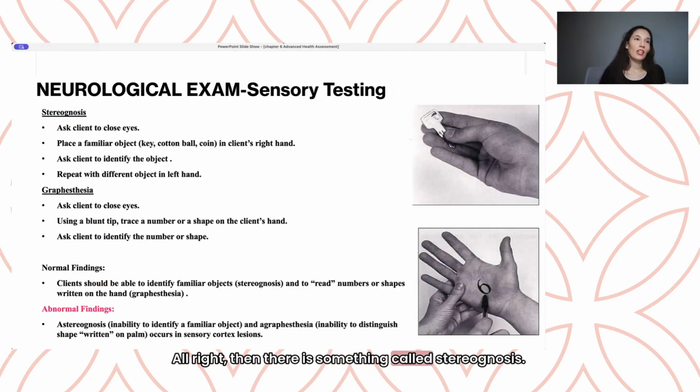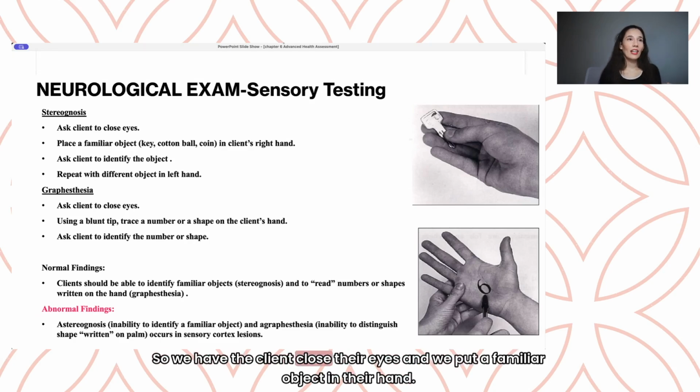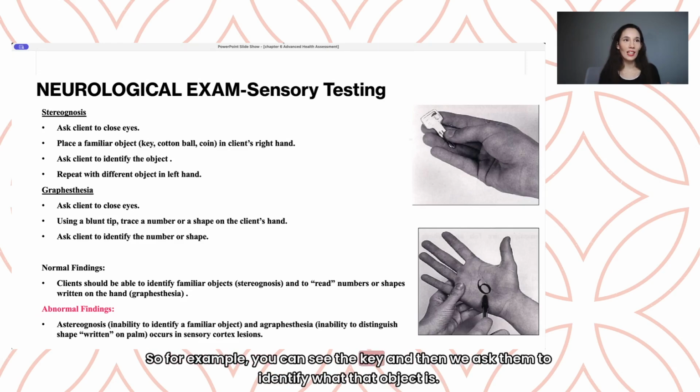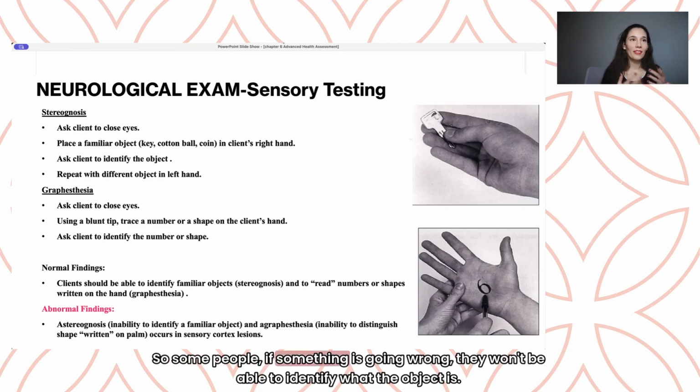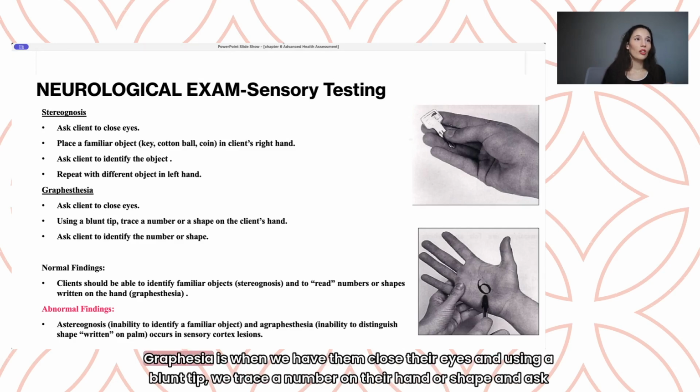All right, then there is something called stereognosis. Again, not good with these words. So we have the client close their eyes and we put a familiar object in their hand. For example, a key, and then we ask them to identify what that object is. Some people, if something is going wrong, won't be able to identify what the object is.